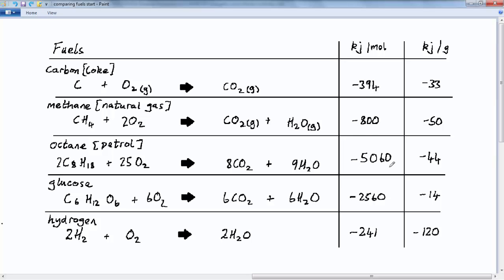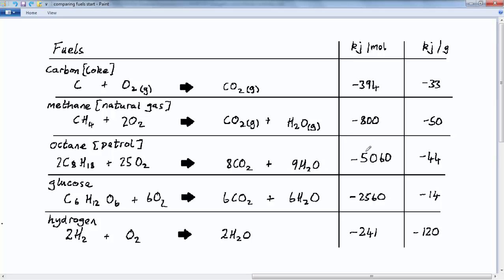Now, at first glance you look at petrol and you think, wow, that really chucks out a whole load of energy per mole. But that's kind of what you'd expect, because if you look at the petrol molecule, you've got 18 atoms of hydrogen here. So these two molecules of petrol are reacting with 25 molecules of oxygen. So there's going to be a lot of bonds being broken and formed in this single reaction, which is going to release quite a lot of energy per mole.